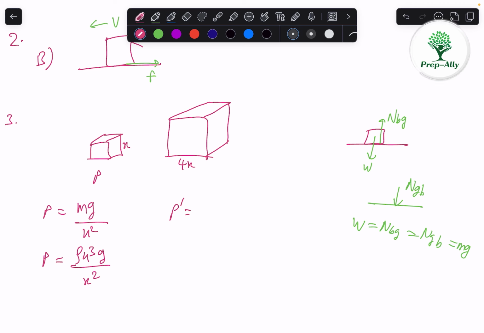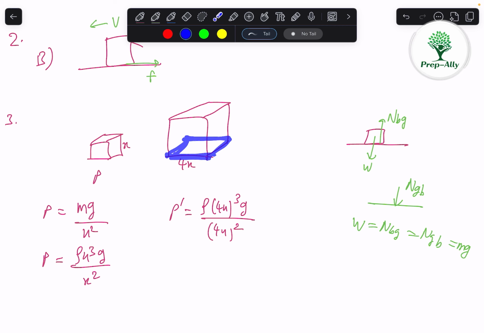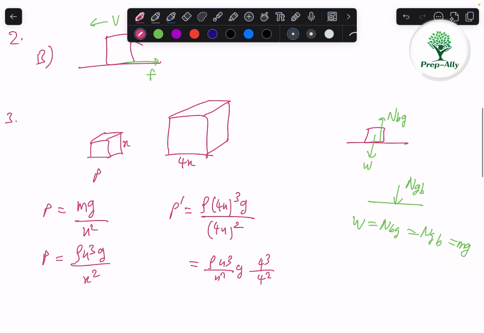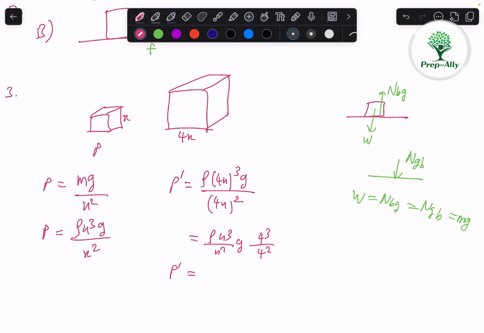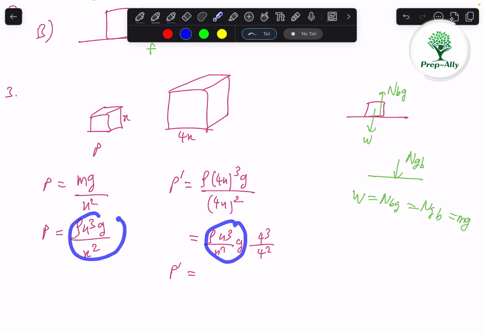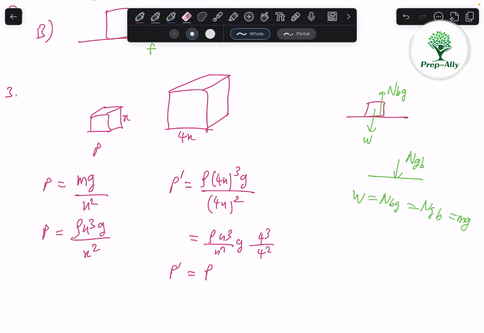Now in this case the pressure will be what? This mass will be rho into 4x whole cube, because the volume will be 4x whole cube here, into g upon area, which will be 4x square, because 4x is the side, so the square of the side is the area. So this will become rho x cube by x square into g, and this will be 4 cube by 4 square. So basically it comes out to be p dash is equal to, what is this? This is p. And what is 4 cube by 4 square? It is 4. So p into 4. So the answer will be 4p in the second case. So option number C is correct for this question.